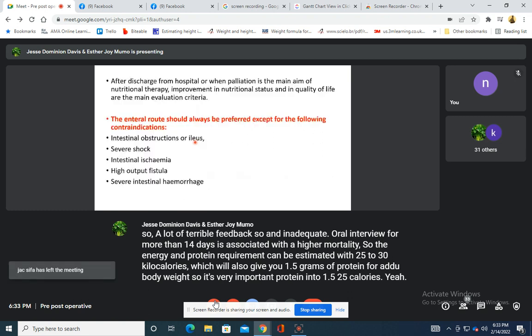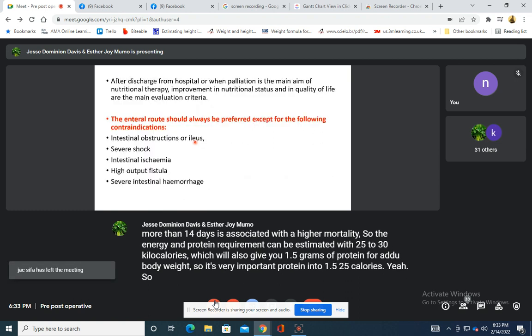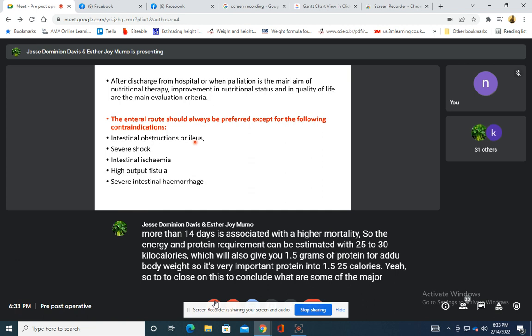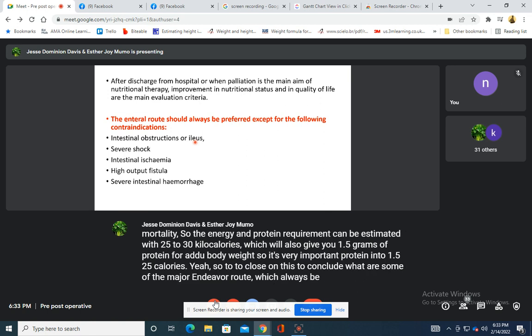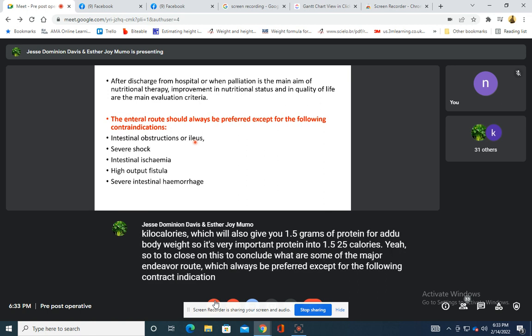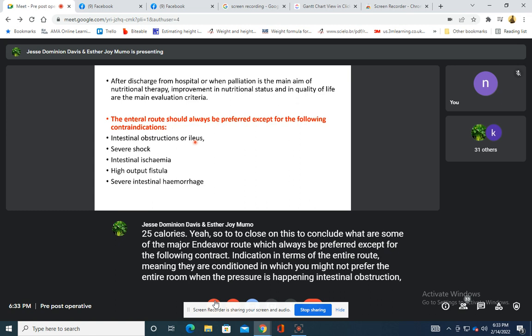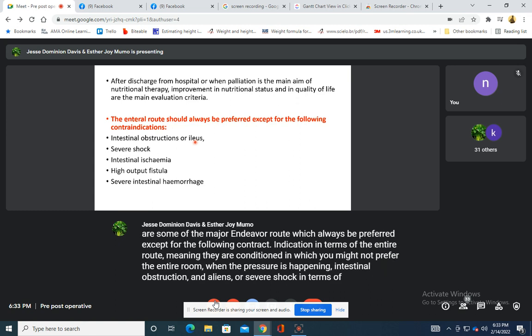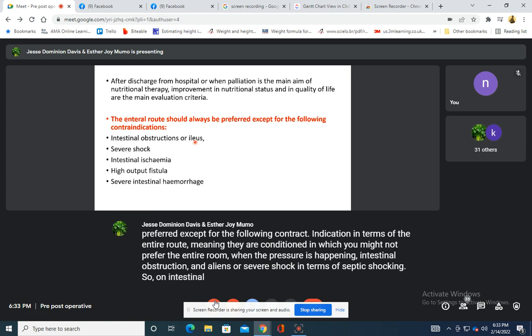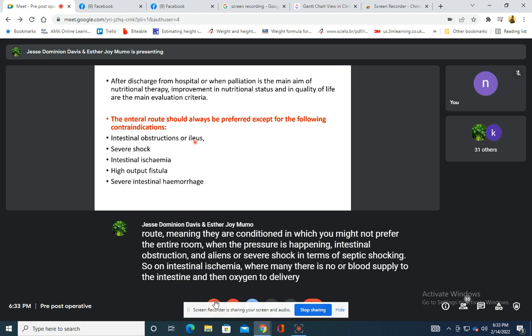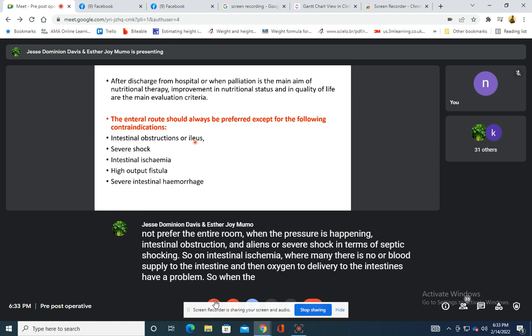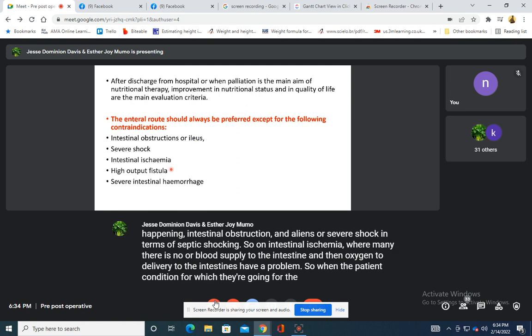So to conclude, what are some of the major points? Enteral route should always be preferred except for the following contraindications. Meaning there are conditions in which you might not prefer the enteral route. When the patient is having intestinal obstruction and ileus, or severe shock such as septic shock and so on, intestinal ischemia, meaning there is no blood supply to the intestine and oxygen delivery to the intestine has a problem.